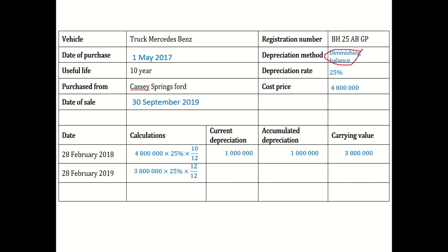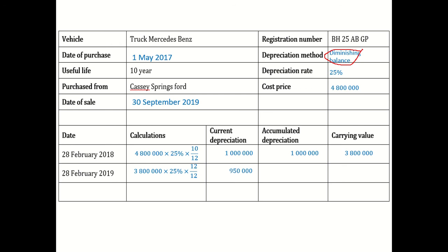Remember, guys, the diminishing balance method is the same as the book value method, is the same as the carrying value method. Okay, don't be confused when I put in depreciation method, carrying value, book value. You should be able to know what I mean by that.